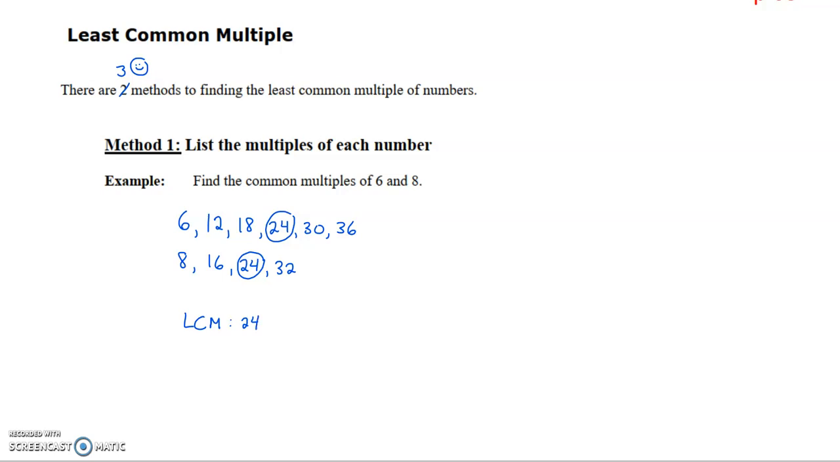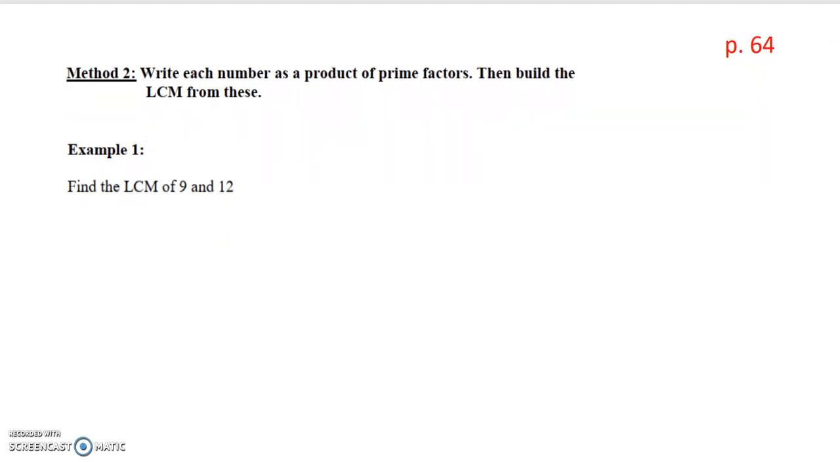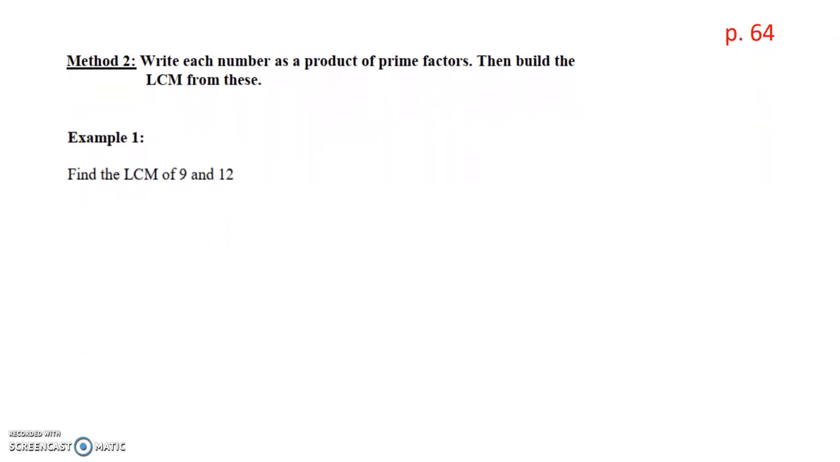Okay, so this method works really well if you've got little numbers like 6 and 8. You can even just do this mentally. But when the numbers get quite large, this method maybe isn't your best option, but it's definitely a great method for a lot of numbers. The second method is using prime factorization. So we're building our factor trees, and this method works particularly well if numbers are quite large.